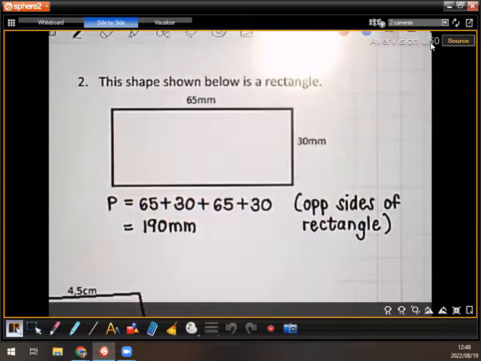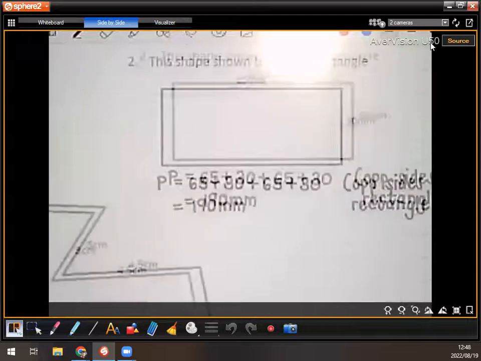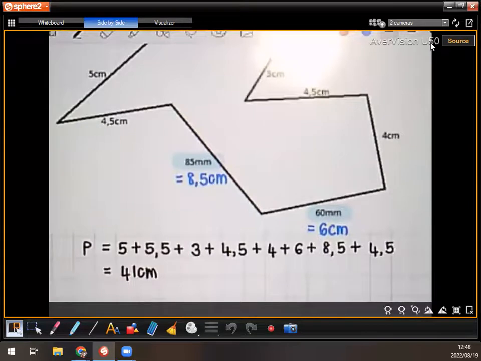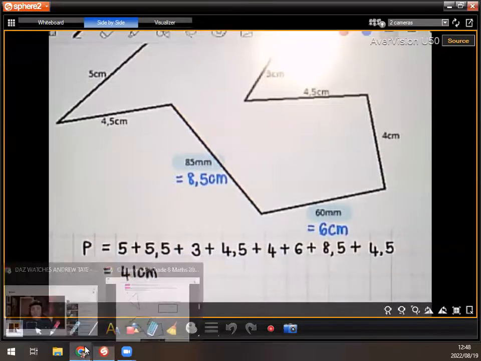Now I said you do it incorrectly. Okay, guys, number 3. There we go, number 3, 41. So you have to convert those. Okay, give me 1 second. I'm just checking quickly.